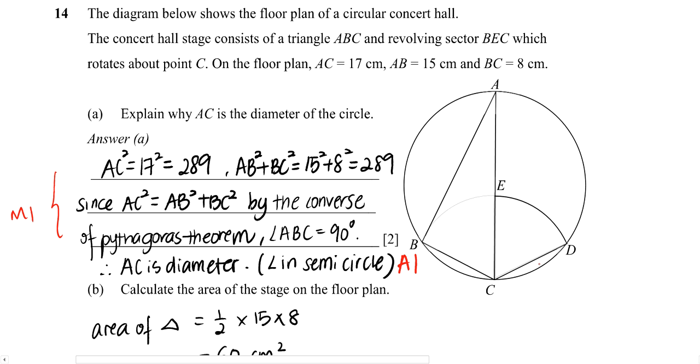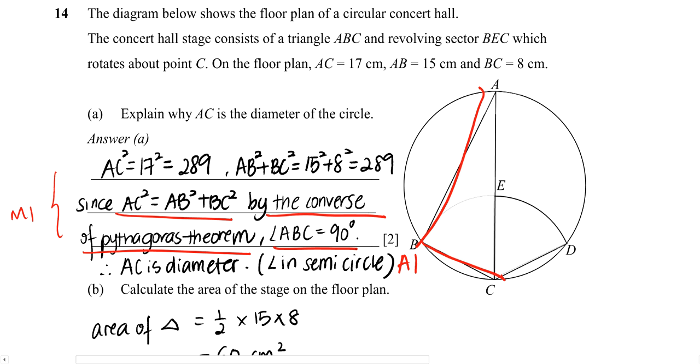So the first thing is that we find AC square is 289. Then the other two shorter sides, BC square plus AB square equals 289 again. Based on this, since they are the same, by the converse of Pythagoras theorem, angle ABC is 90 degrees.